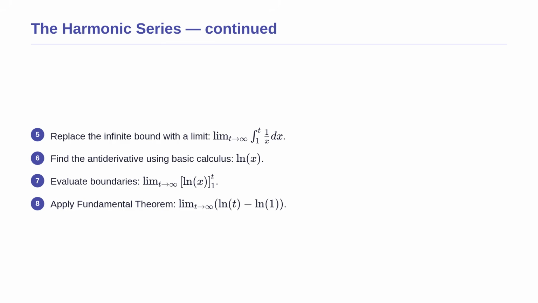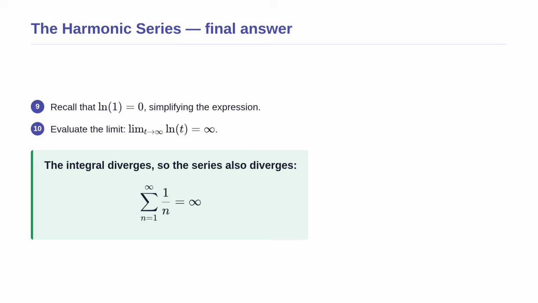Continuing with our calculation, we must remember that in calculus, we cannot directly plug the concept of infinity into an equation as if it were a normal number. So we replace the infinite upper bound with a temporary variable t and take the mathematical limit as t approaches infinity. Next, we find the antiderivative of 1 over x, which from basic calculus is the natural logarithm of x. We then apply the fundamental theorem of calculus, substituting our upper bound t and lower bound 1 and carefully subtracting the two evaluations. Now we evaluate the final limit to finish the problem.